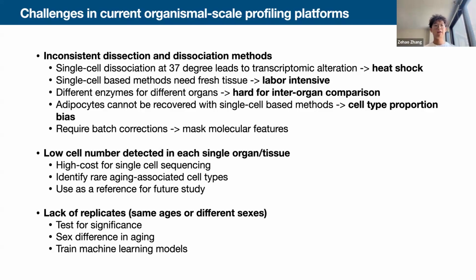The second problem of current single-cell organismal-scale profiling is that 2 or 3 years ago, there was still a big cost for preparing a single-cell library. So that's why private efforts relatively profile a low cell number, but this really makes it challenging to identify rare or novel aging-associated cell types, and also makes it more challenging to use as a reference for future single-cell studies.